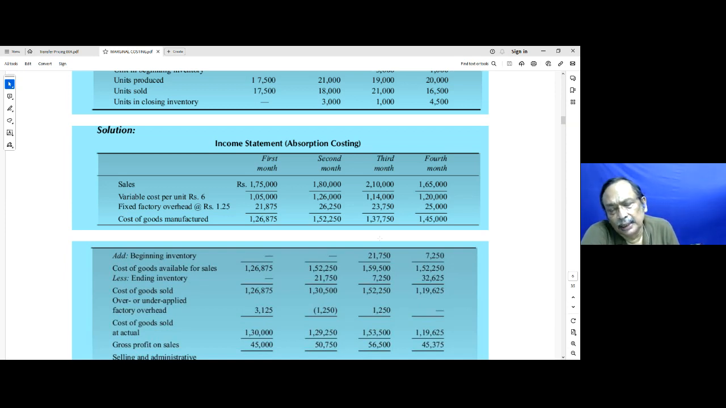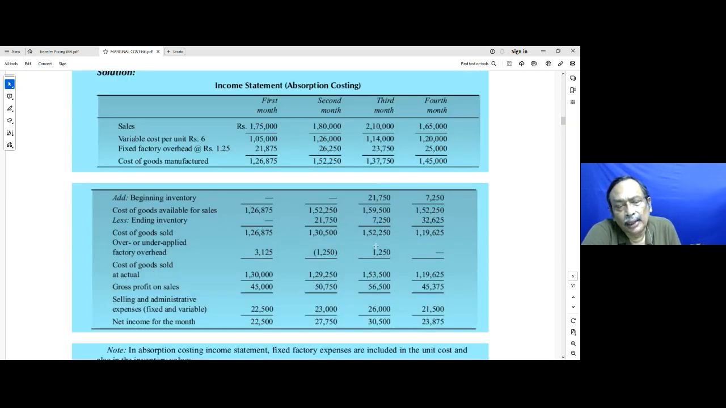Then cost of goods available for sale is 126,875. Ending inventory is also not there. So cost of goods sold is 1,26,875. Then over or under applied factory overhead, I'll show you how it is calculated. Over or under applied factory overhead, first month 3,125. So after adding this, cost of goods sold at actual is 1,30,000. If we deduct cost of goods sold at actual from the sales, we have the gross profit on sales, 45,000. Selling and administrative expenses, fixed and variable, 22,500. Then net income for the month comes to 22,500. Now just look into the notes.